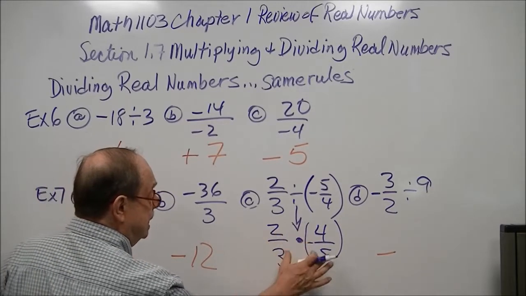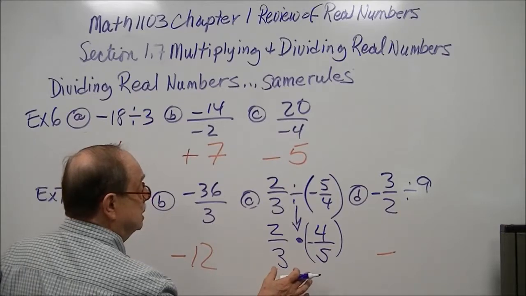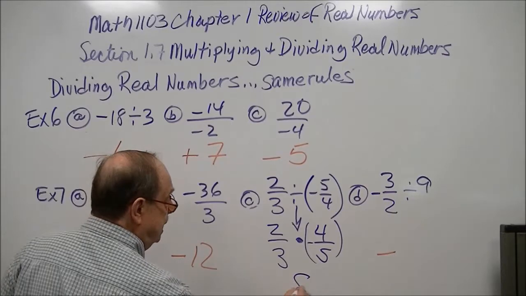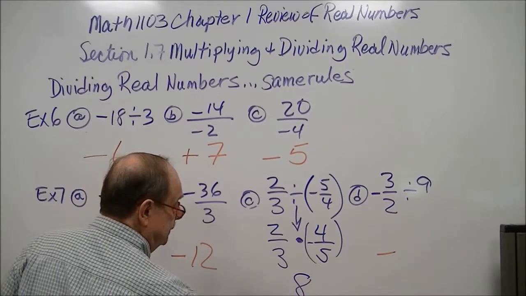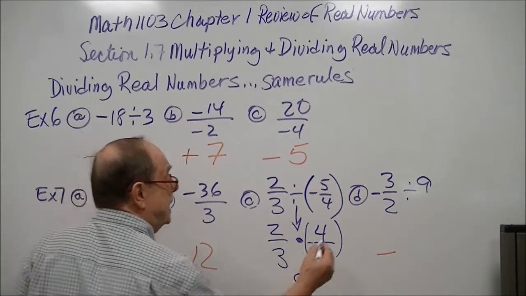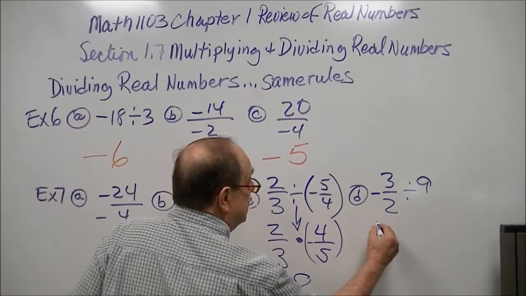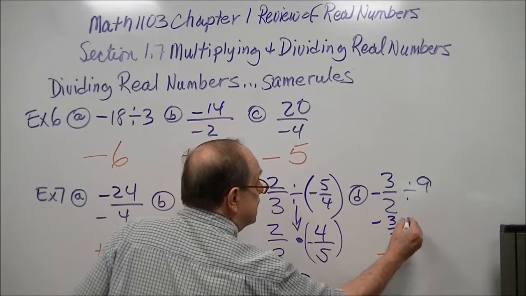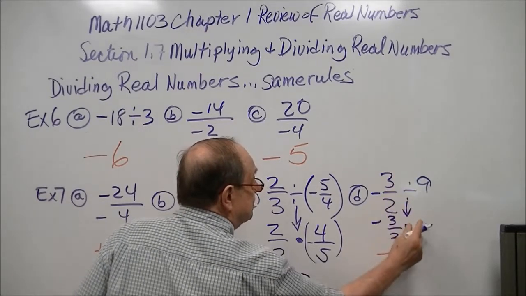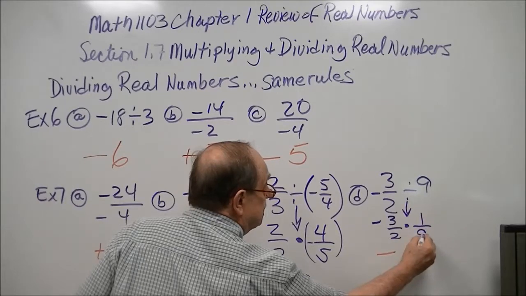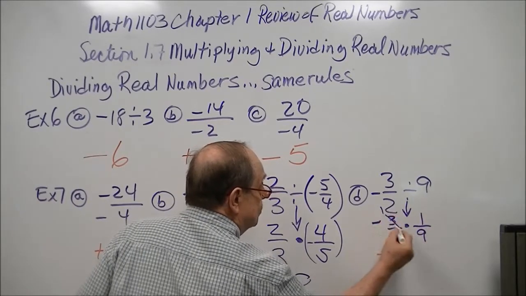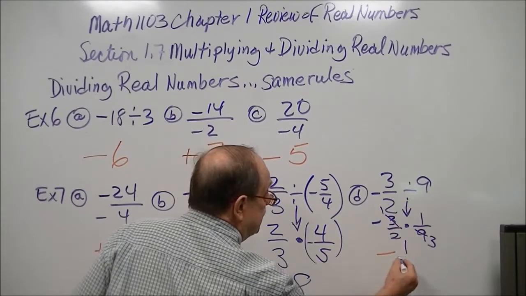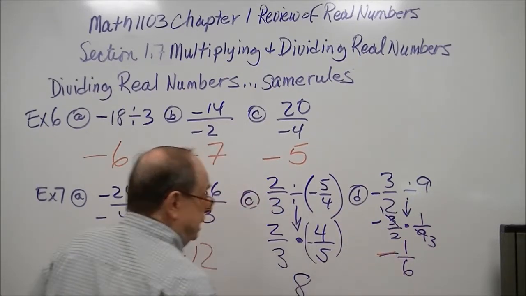And then if you can cross-cancel anywhere, you would. And I don't see anything cross-canceling here, so this is going to be 8/15. And again, we're going to change this from a negative 3/2 times, we're going to change that from a division to multiplication, take the reciprocal, but here something cancels out. 1, 3, so this is going to be a negative 1/6.